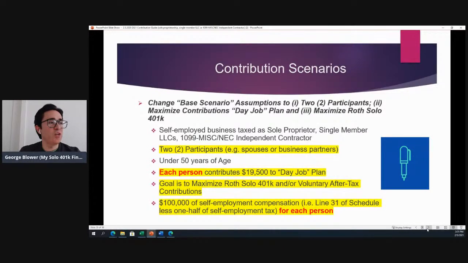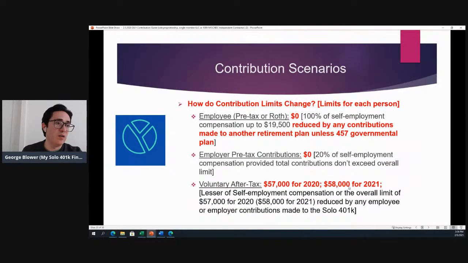Okay, let's change it up again. So here we've got two participants. Each person contributes $19,500 to their day job plan. They want to maximize the Roth or after-tax, and then each person has $100,000 of self-employment compensation. So as you can see, it's the same, but the key takeaway here is that it's the limit for each person. So each person now is able to contribute $57,000 for 2020 as an after-tax, or $58,000 for 2021 as a voluntary after-tax contribution, and then move it over to their Roth solo 401k.